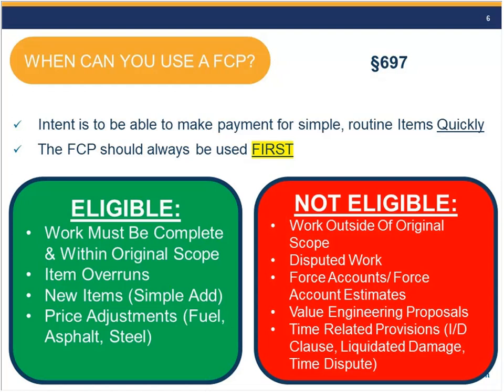So what's not eligible? Anything outside the original scope, anything that's a disputed work item. So we can't have a settlement or contractor settlement that uses the FCP item. Force accounts or force account estimates, we're not allowed to use those mechanisms under a FCP. We can't introduce a value engineering proposal or any time-related provisions, including incentive, disincentive, liquidated damage, time dispute. We can't do any of those things within the FCP. Okay, so it's pretty clear what we can use it for and what we can't.